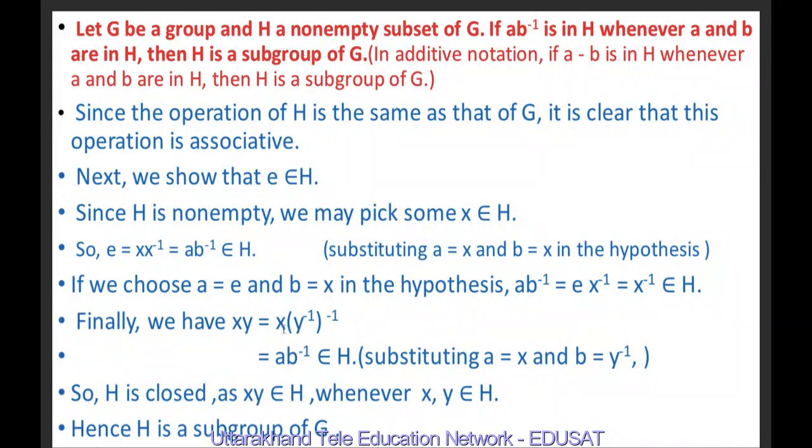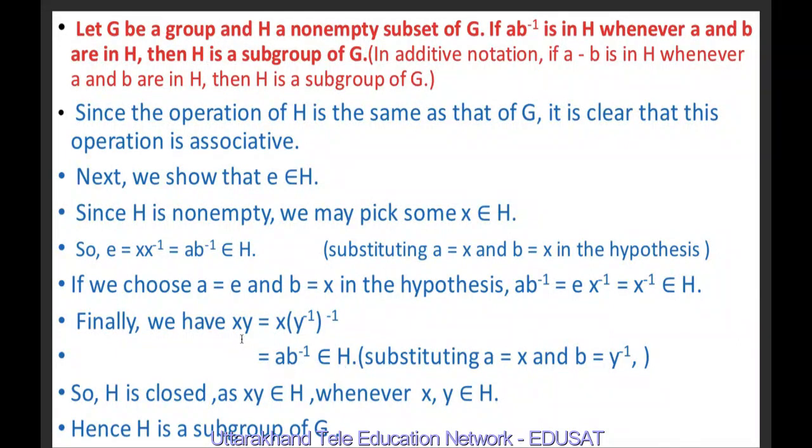So xy is equal to x y inverse. If we substitute x equal to a and b equal to y inverse, because we have shown that x inverse belongs to H, so we can substitute b equal to y inverse. Then we get a b inverse, because y inverse is b. But it is given that a b inverse is in H. So a b inverse belongs to H.